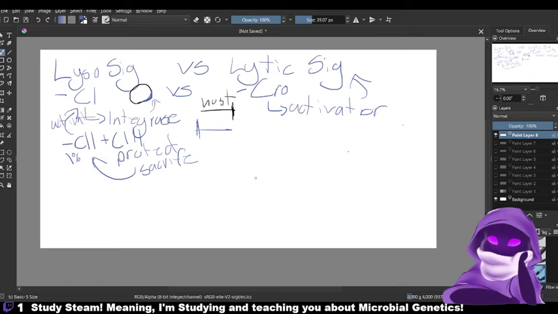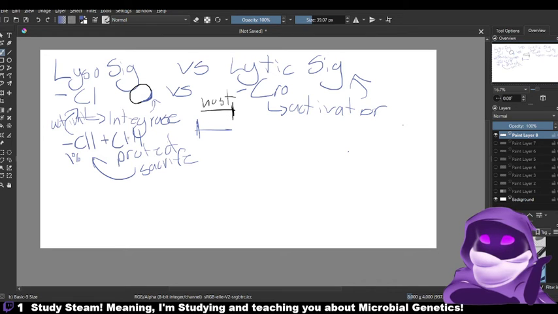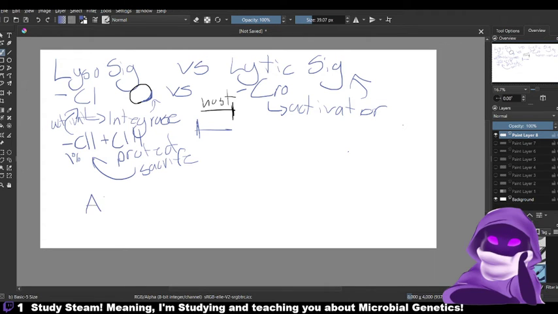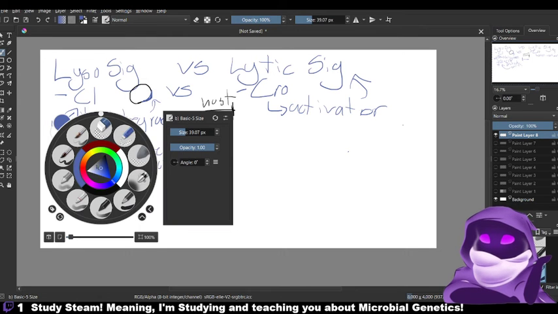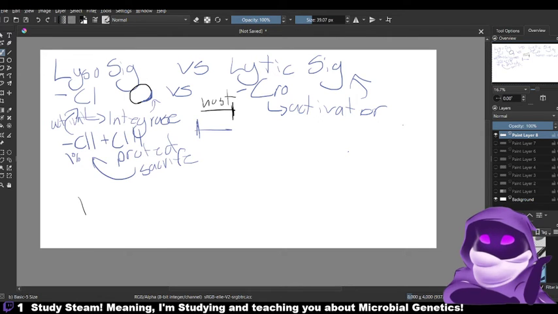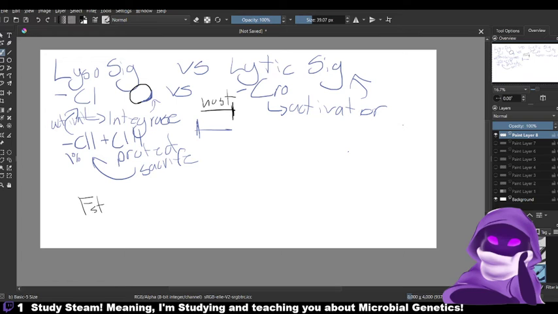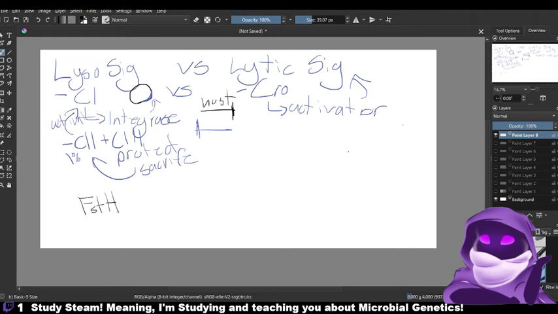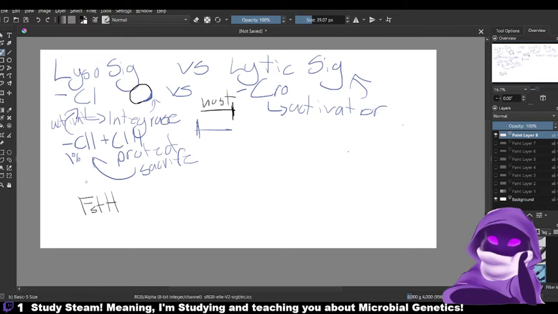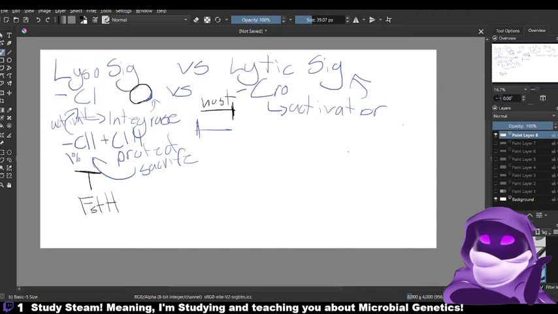FtsH, and ATP. Now I should do this in black because it's the host. There we go. So FtsH degrades CII. So we are stopping CII. But what this guy can do is sacrifice himself instead of CII. CIII says, we need to at least get to that 1% so that we can stay alive and keep hanging out in this nice cell.